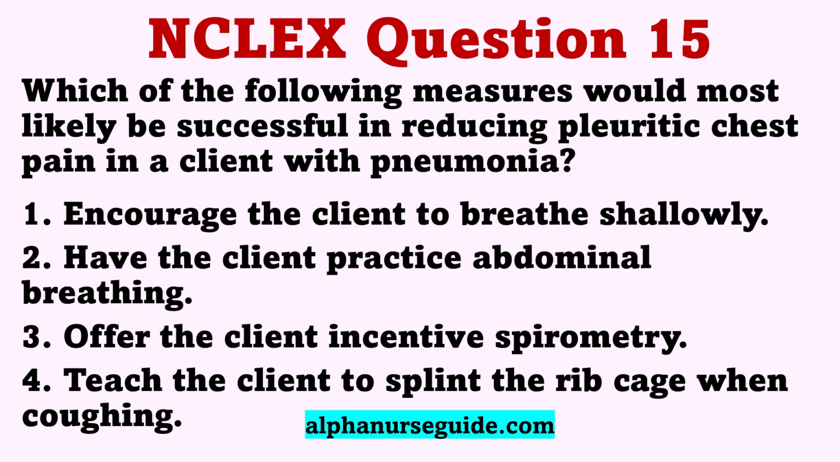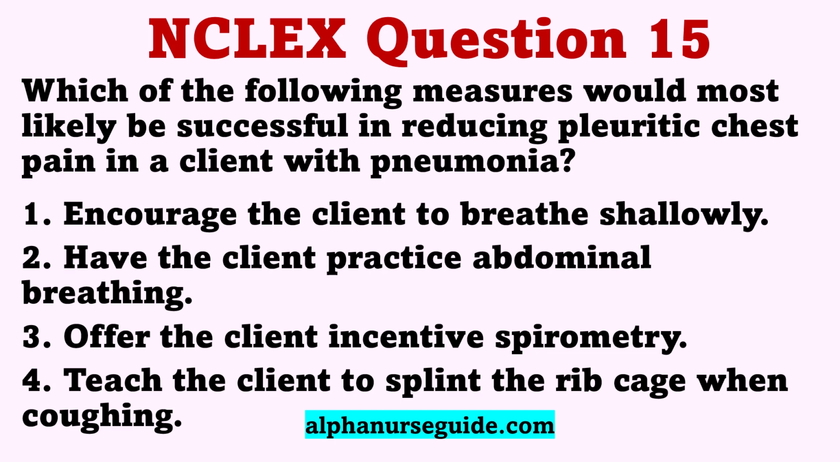Which of the following measures would most likely be successful in reducing pleuritic chest pain in a client with pneumonia? 1. Encourage the client to breathe shallowly. 2. Have the client practice abdominal breathing. 3. Offer the client incentive spirometry. 4. Teach the client to splint the rib cage when coughing.